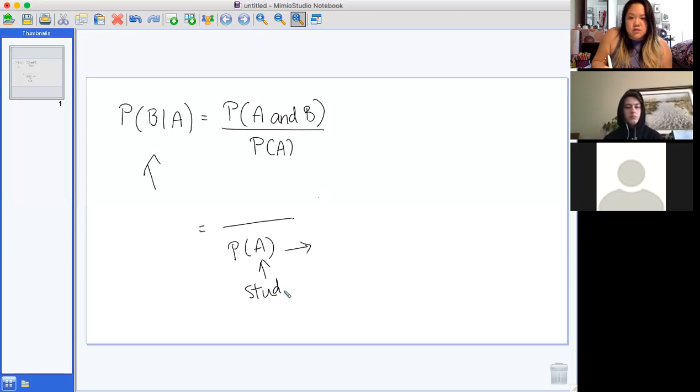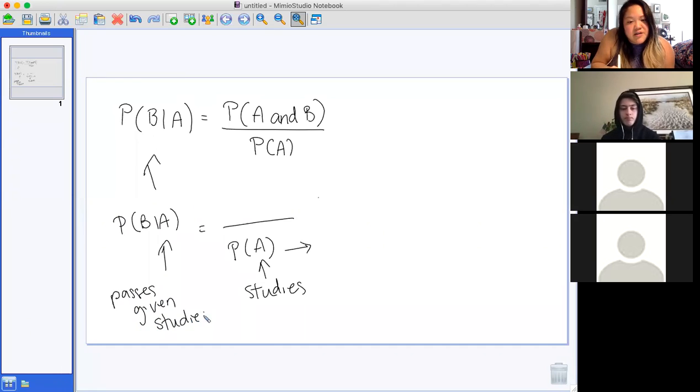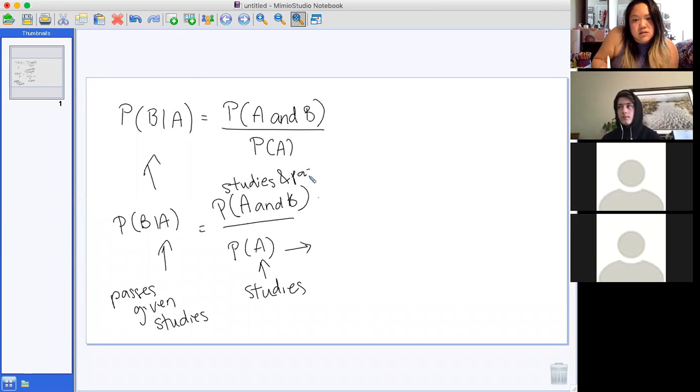So keeping track of what A and B are helps as well. So this is the probability that she passes given she studies, which is what we're trying to find, right? So then we need the probability that she does both A and B. And so that means that she studies and passes, right? Would you multiply those two or add them? This one? Oh yeah, the A and B.